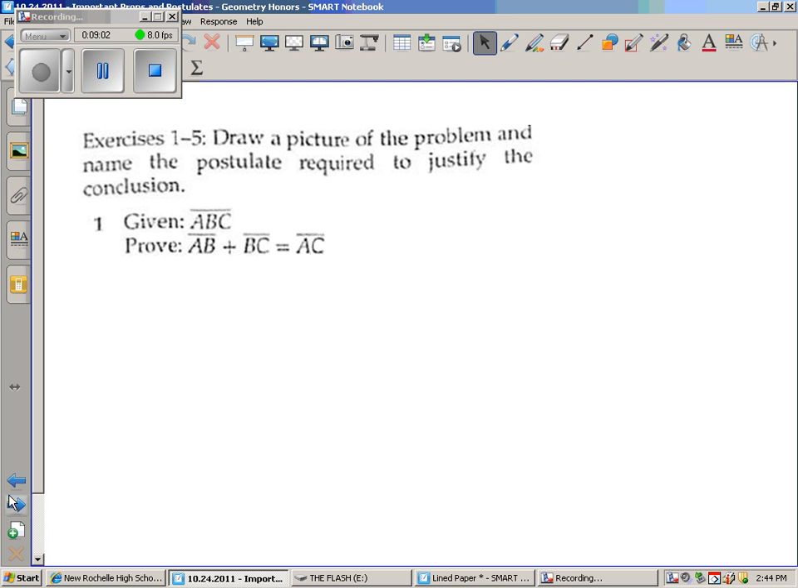Take a look. You are given line segment ABC, so just draw a picture of it. Here's A, B, C. How could you possibly prove that AC is AB plus BC? What postulate allows you to prove that? Shoot. Close. Mike. Partition postulate. The whole equals the sum of its parts. You could say partition postulate.